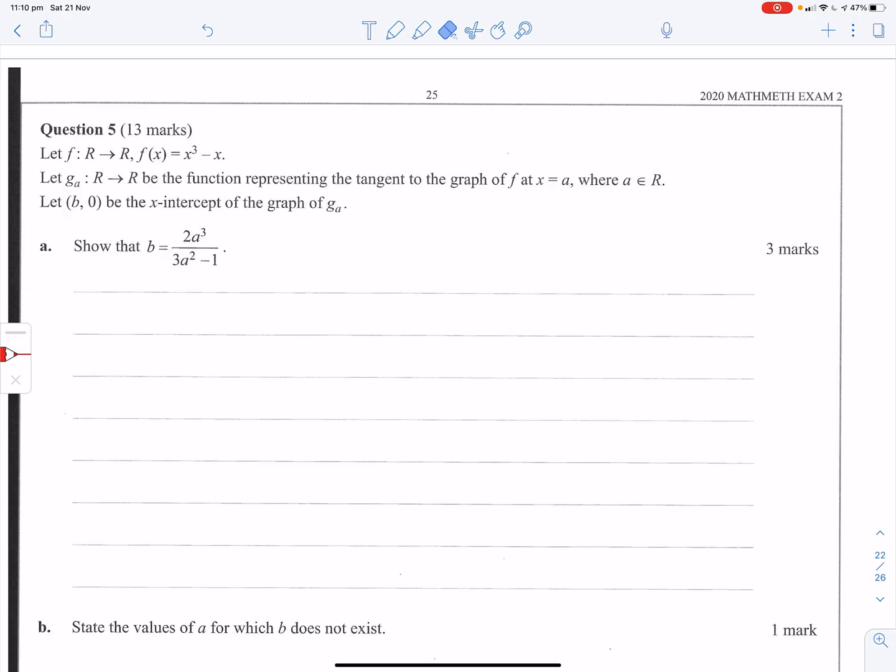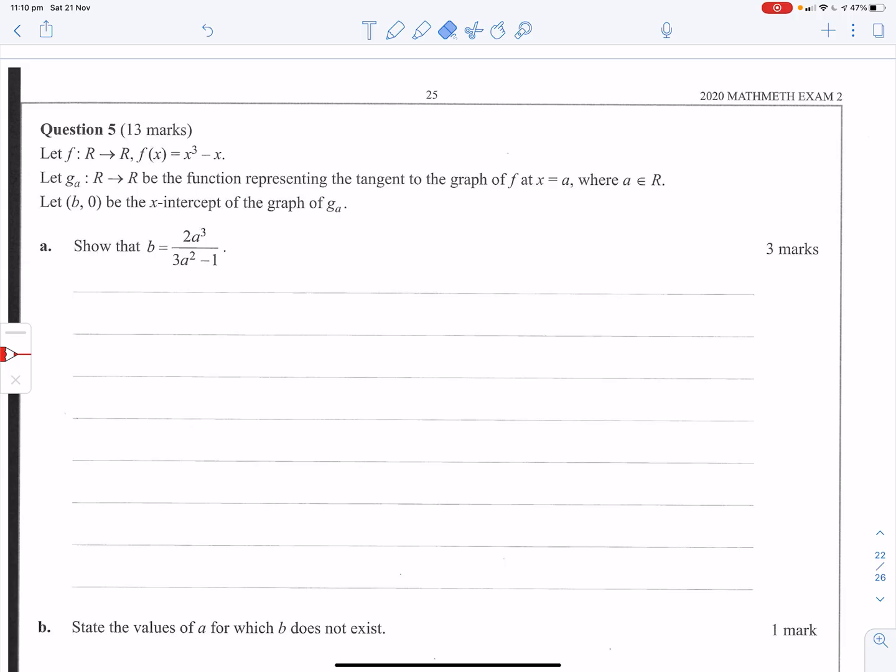Okay, finally, question 5. Let this be x cubed minus x. G of A is the function representing the tangent to the line f at x equals A, where A is any real number. Let B be the x-intercept of the graph. Show that B is that.